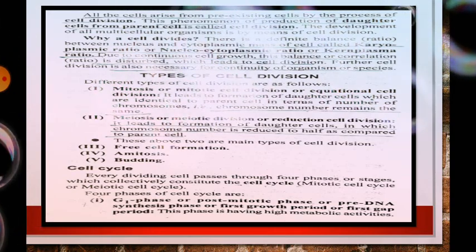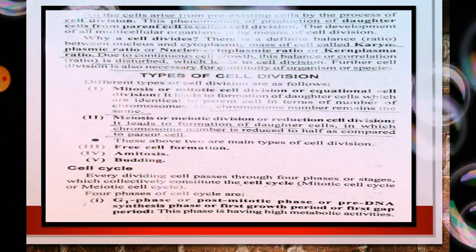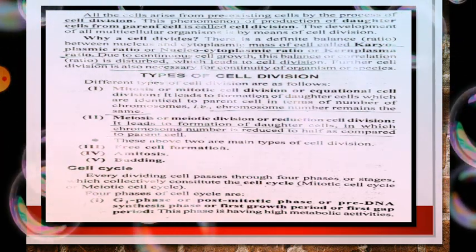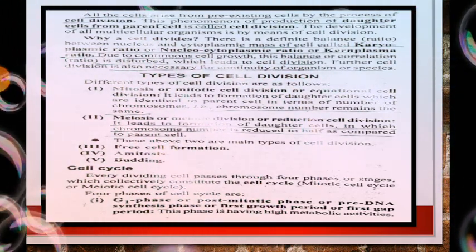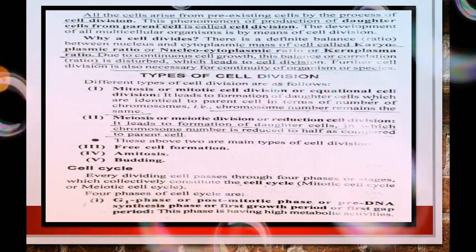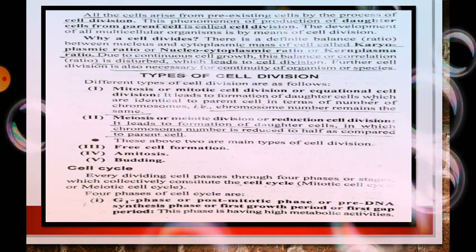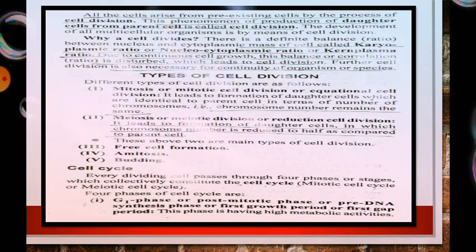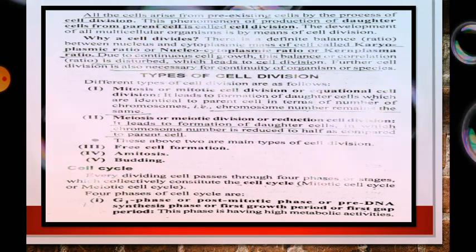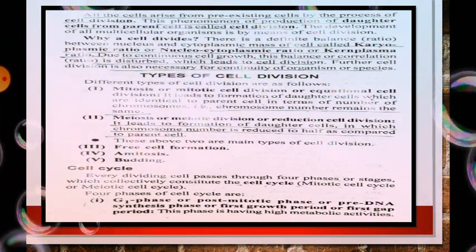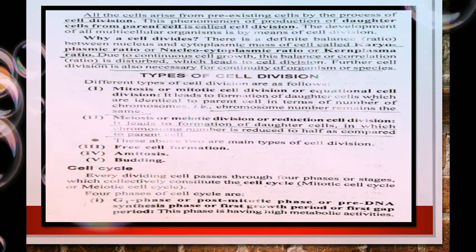First, all cells arise from pre-existing cells, by the process of cell division. Whether we study any particular species or any particular cell, it is all derived from pre-existing cells. It means it's derived from its ancestral or parental cells. Pre-existing means already existing or available on the earth. That's why these are known as pre-existing cells.